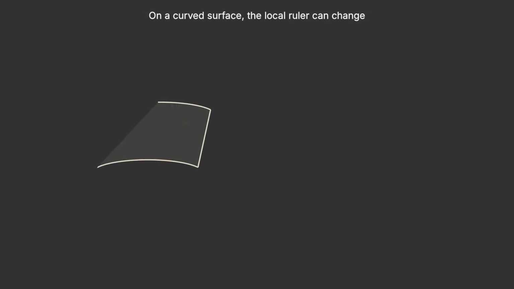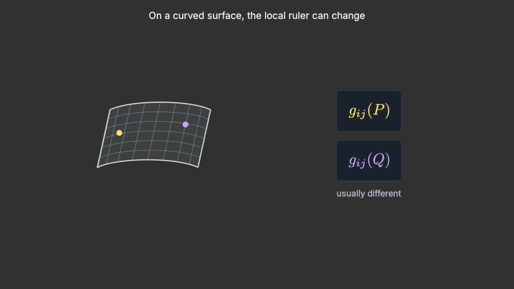In flat Cartesian coordinates, the metric is the identity matrix. We write this as g_ij equals delta_ij. The symbol delta_ij is called the Kronecker delta. It is 1 when i equals j and 0 when i is different from j. That is why the formula collapses back to Pythagoras.